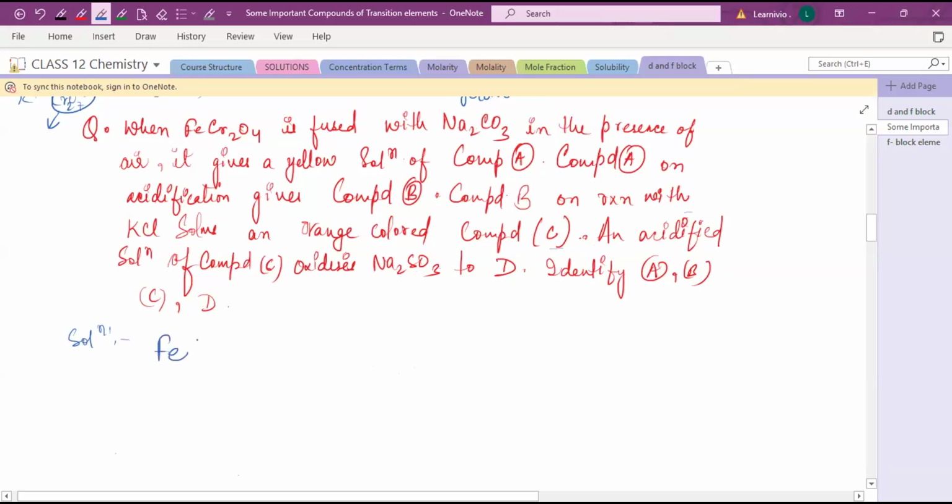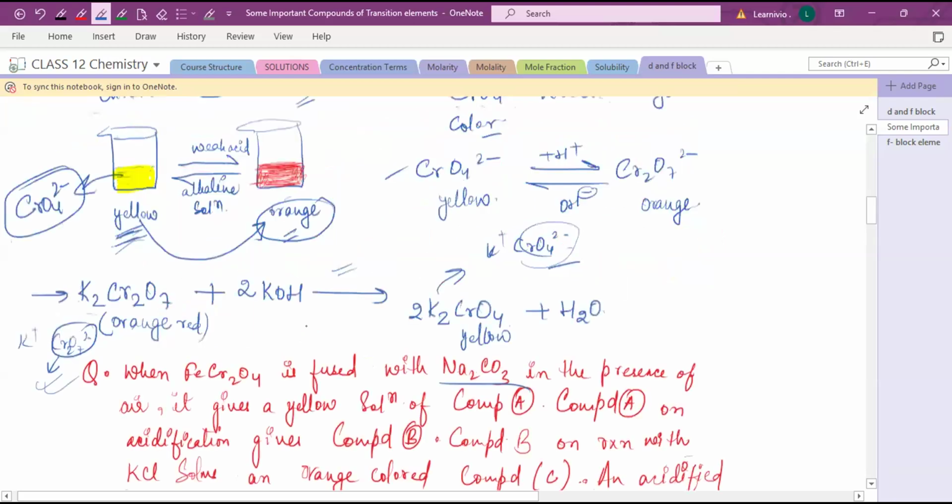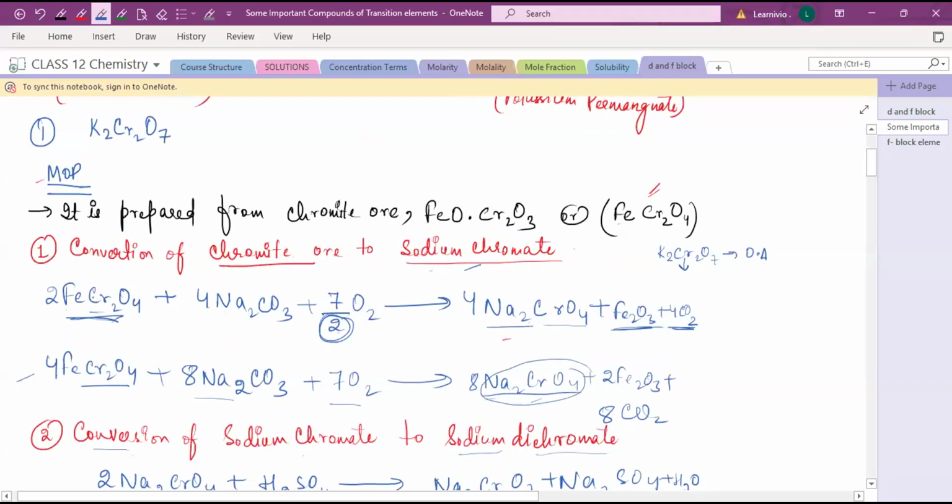FeCr2O4, when it is fused with sodium carbonate, Na2CO3. This type of question can come in your case-based type of questions. We have already done this reaction. FeCr2O4 is a chromite ore, right?